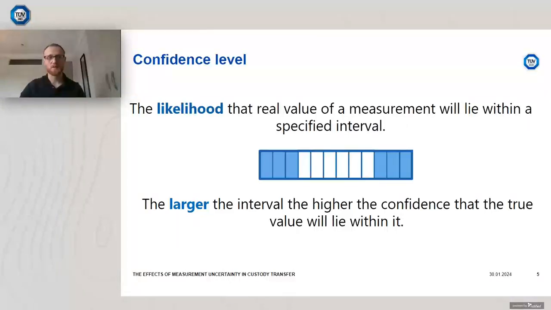There's also confidence level as well. So this is the likelihood a real value of a measurement will lie within a specified interval. If you have a larger interval either side, it's pretty obvious you're going to have a higher confidence that the value will lie within it.